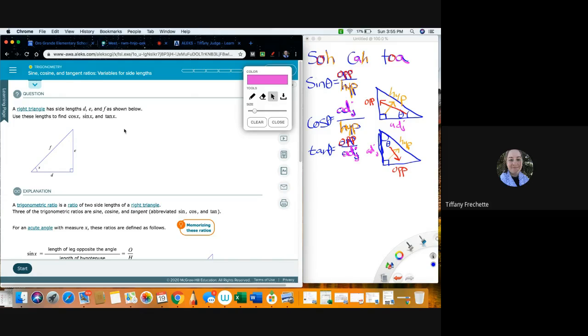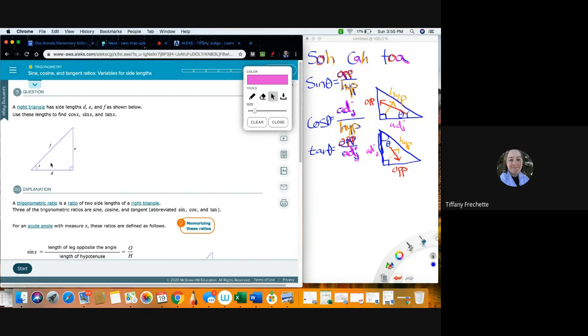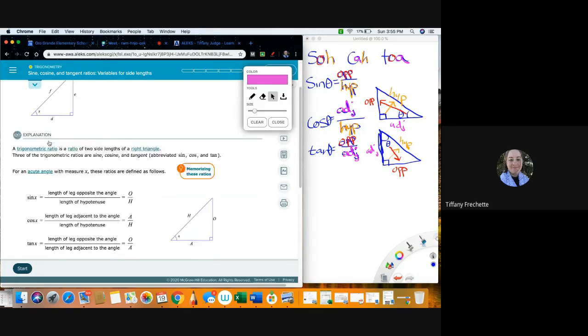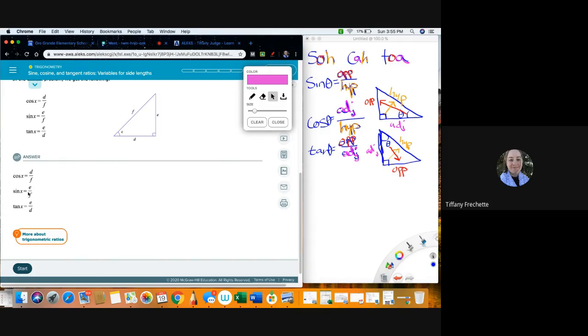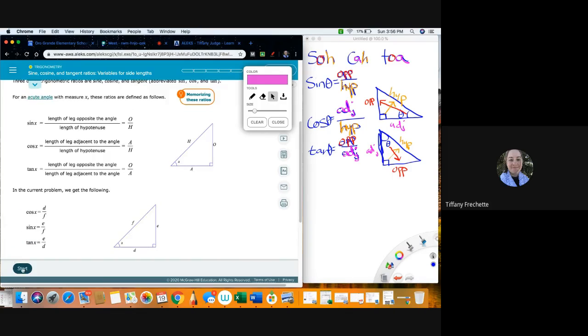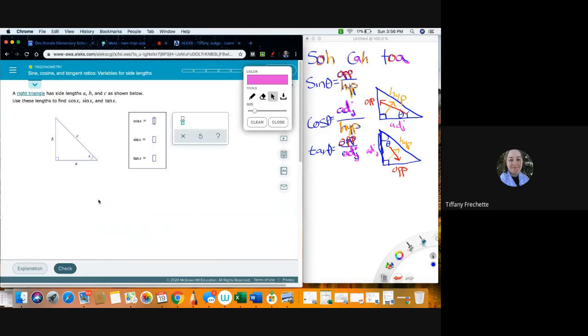And all we're going to do on this one is fill it out. Instead of it being actual number lengths, it's just going to be either D, E, or F. It's going to be one of those letters, and it's going to be two of them specifically. So we're going to write three ratios relating these trigonometric functions. So let's go ahead and click start.